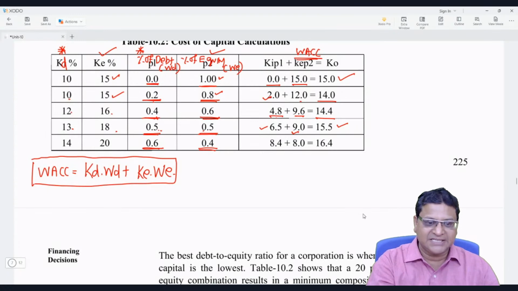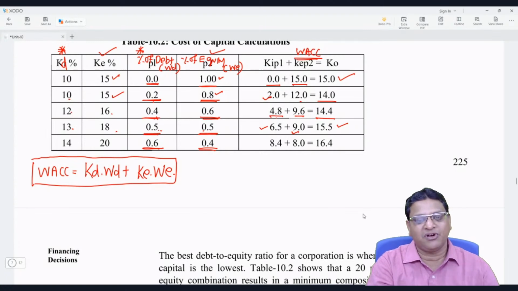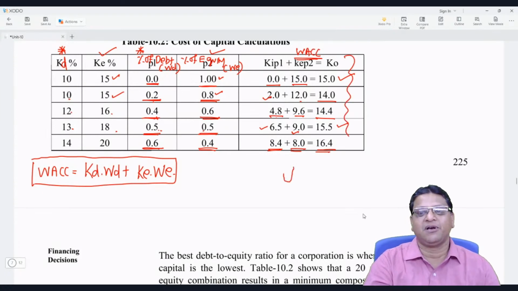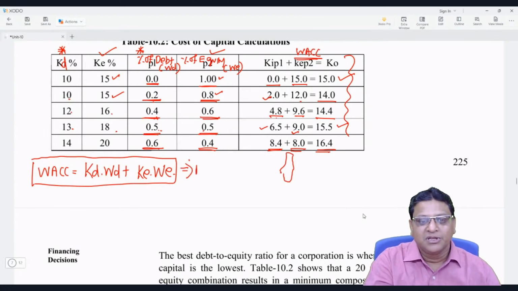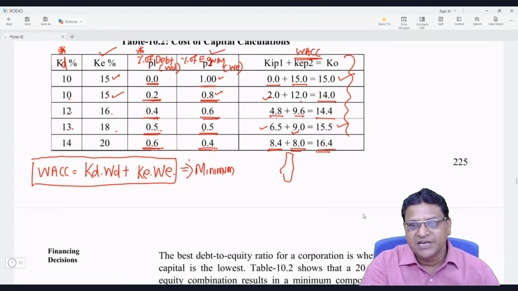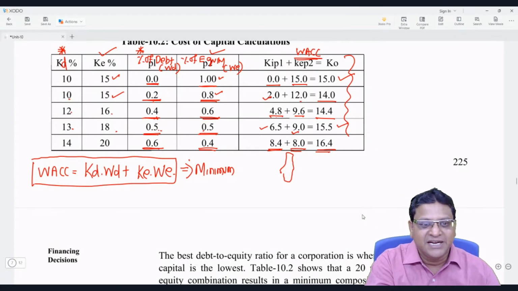Next, if you use 60% debt, you will get 60% into 14, that is 8.4, plus 40% into 20, that is equal to 8, total 16.4. Now please look at the WACC figures. In case of WACC, please tell in which case the WACC is minimum. The WACC is, for the first case, 15, next is 14, next is 14.4, next is 15.5, next is 16.4, and in the second case it is minimum.